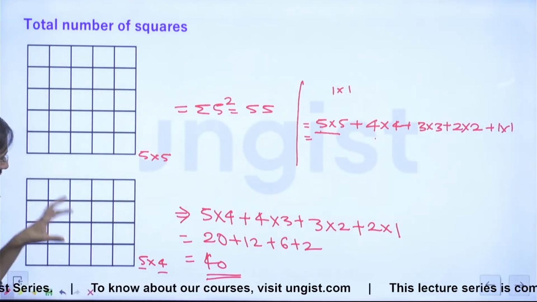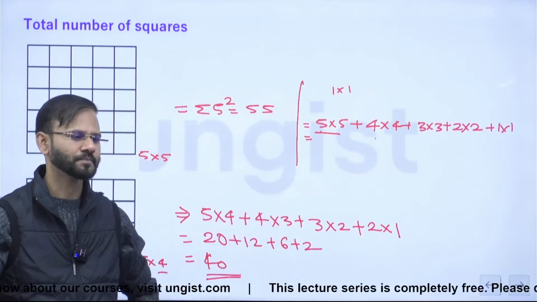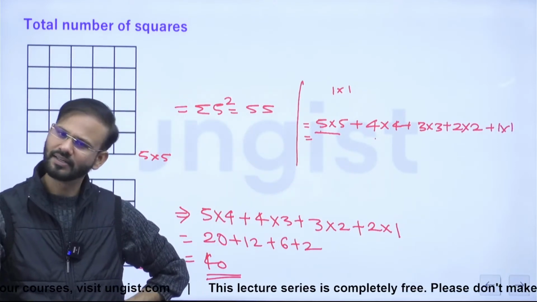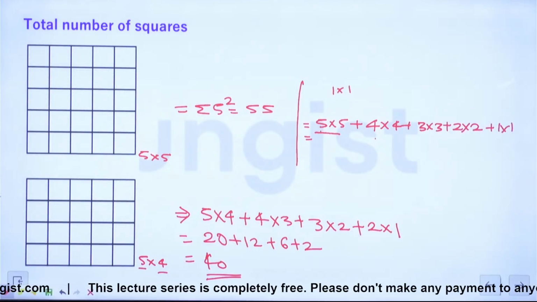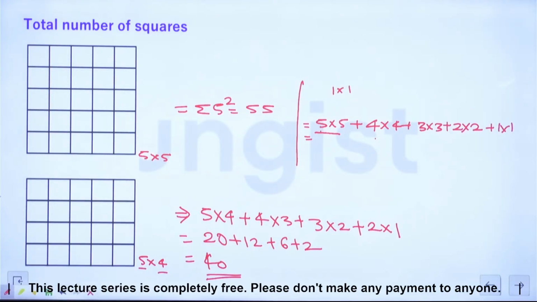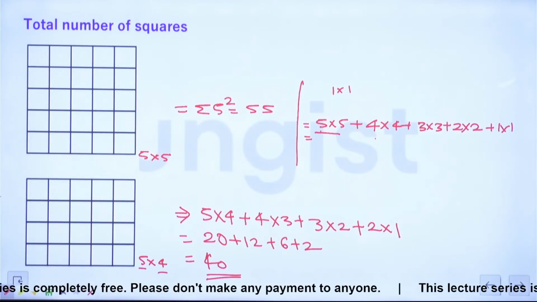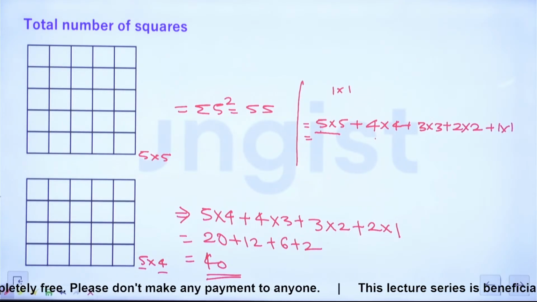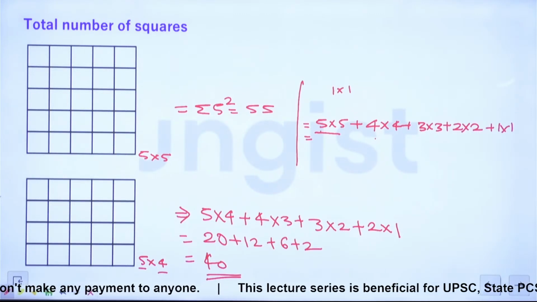So when we have a rectangular grid, start with the order and reduce by 1 and keep on adding. That's it. Right? Is it clear, everyone? Okay. Please note it down. Any doubt? Anybody in the class? No? Okay.